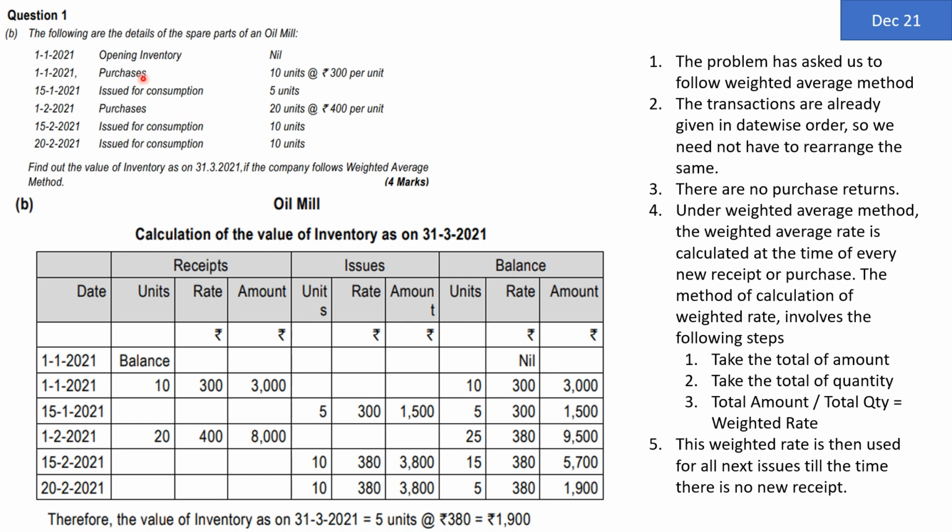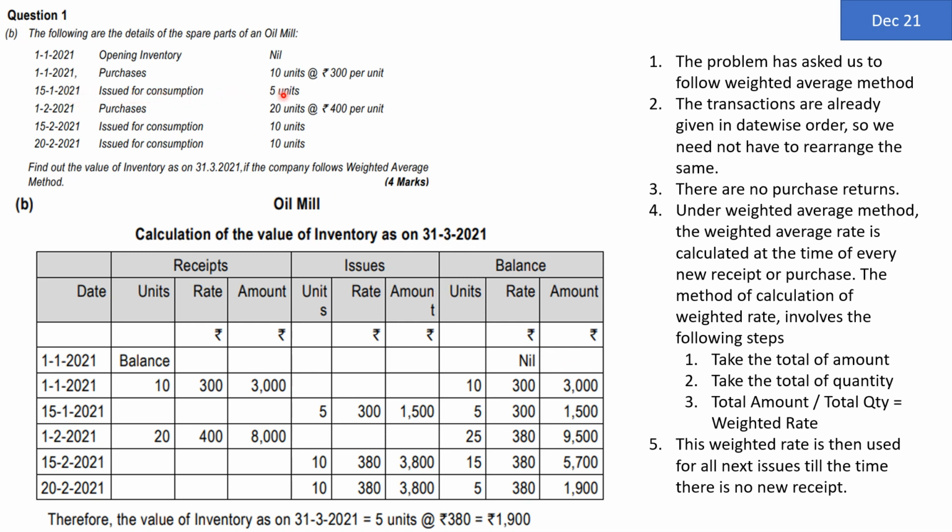Then on 1/1/21 again, there are purchases 10 units at rupees 300 per unit. So 1/1/21 receipts, because purchases involve receipt of the units, 10 units at 300, that comes to 3000. There is no opening balance, so no opening balance and receipts. That means the current purchases, current receipt will be resulting into the closing balance. So the closing balance is exactly equal to receipt on 1/1/21, 10, 300 and 3000. Then on 15/1/21 we are making issue.